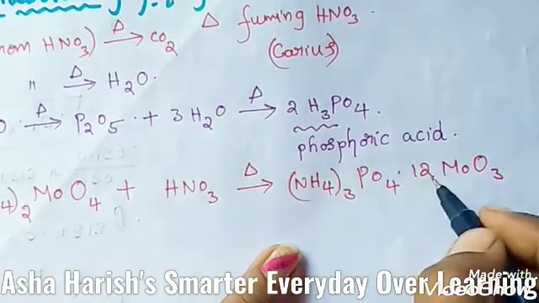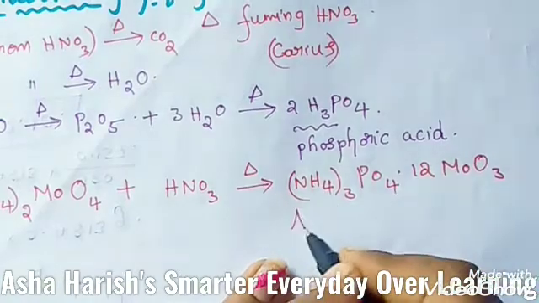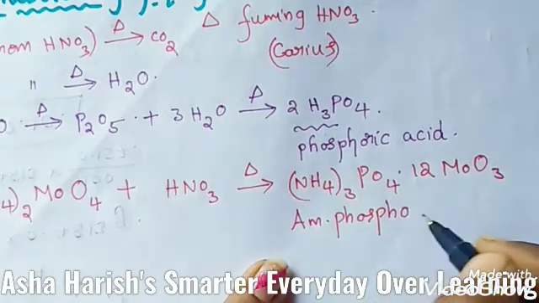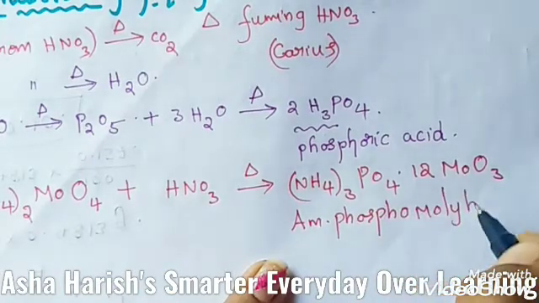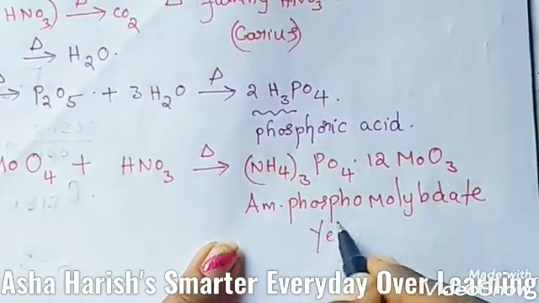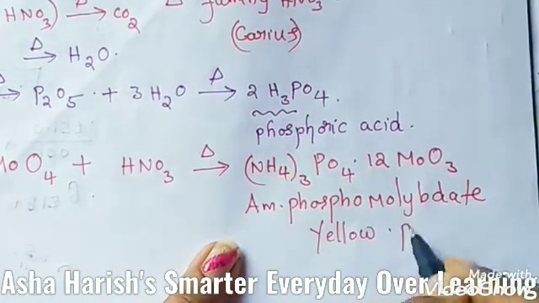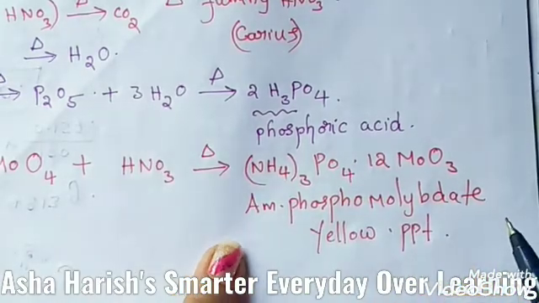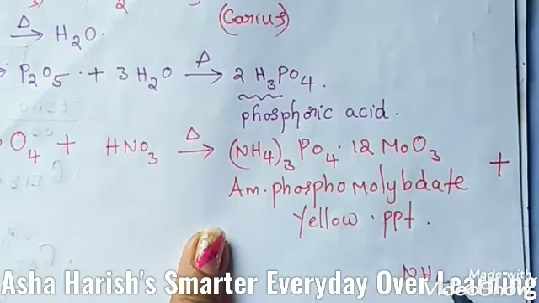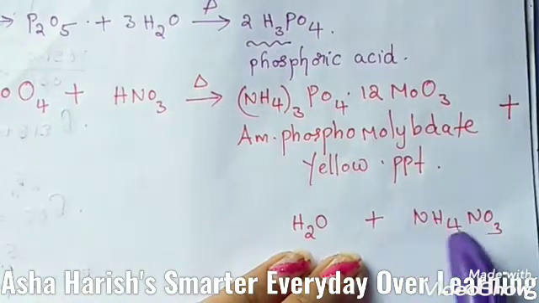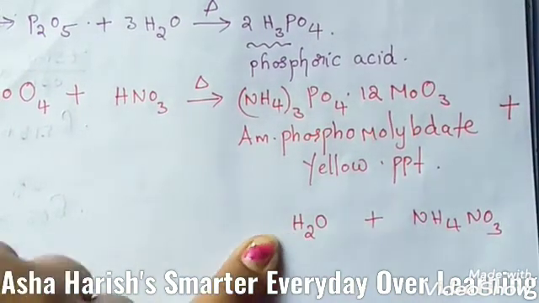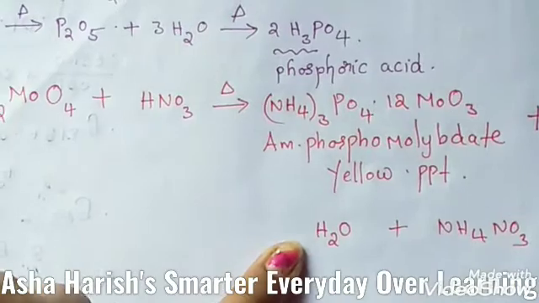The name of this compound is ammonium phosphomolybdate. This is a yellow colored precipitate, yellow PPT, plus NH4NO3 ammonium nitrate will be formed, along with water. Okay, and we should balance this chemical equation.